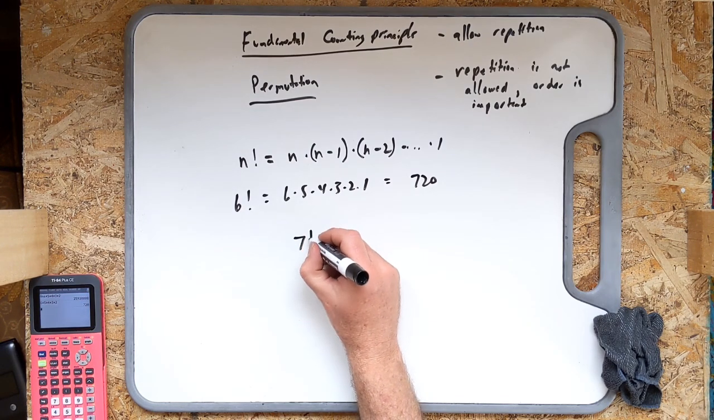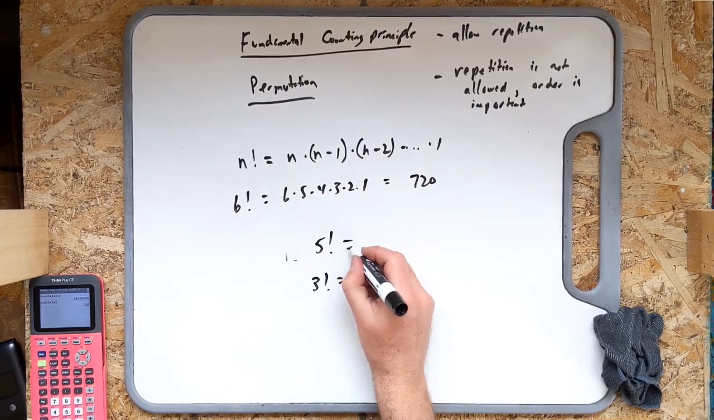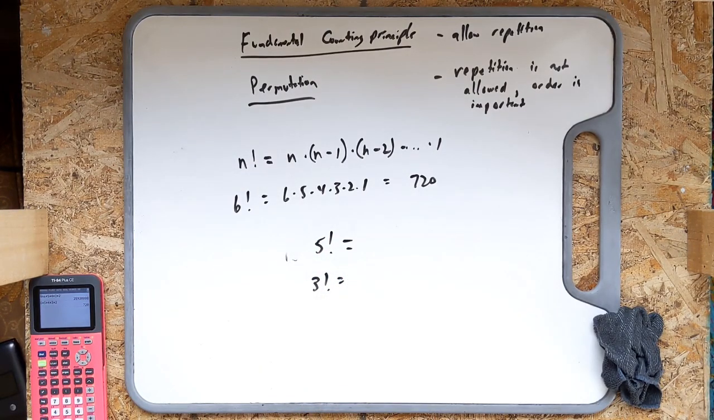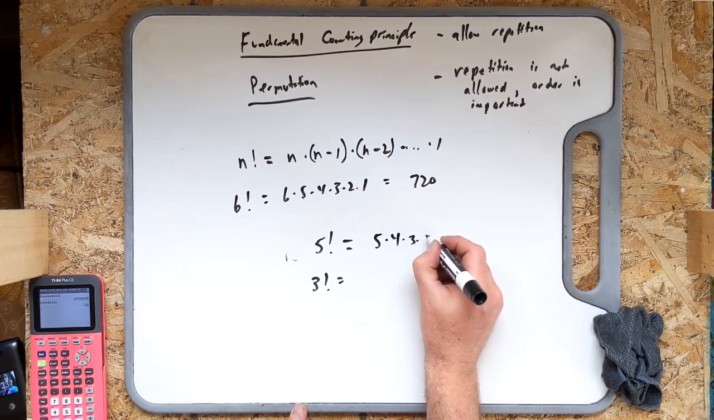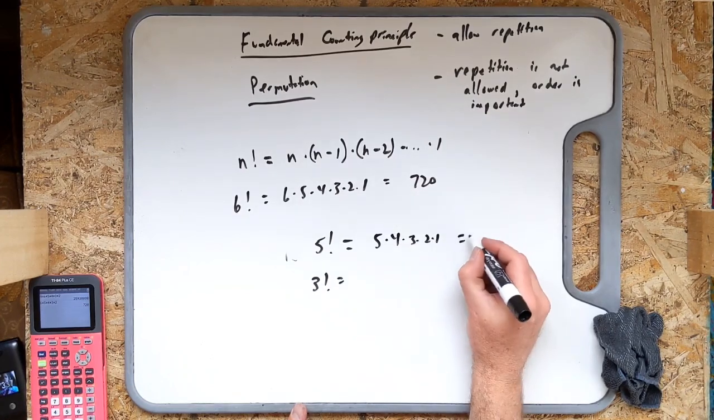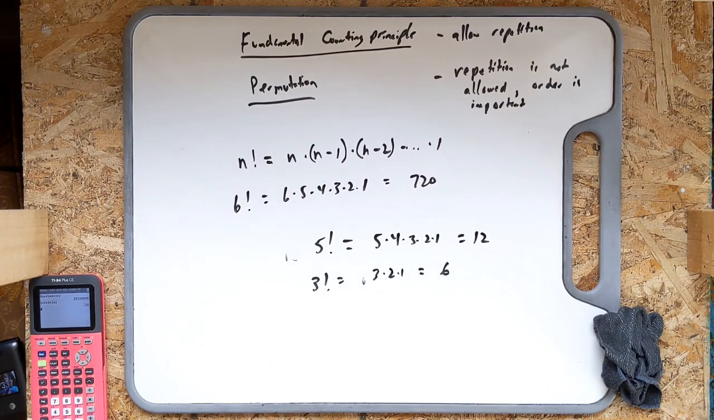I'm going to have you do a couple in just a second. Let's do 5 factorial and 3 factorial. Okay, pause the video here and do these two calculations. Okay, 5 factorial is 5 times 4 times 3 times 2 times 1, that's 120. 3 factorial is just 3 times 2 times 1, or 6.